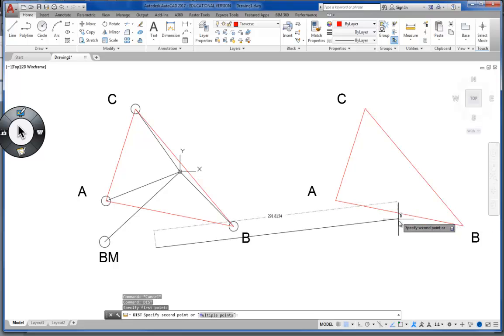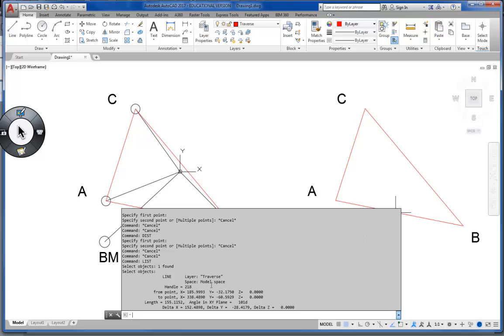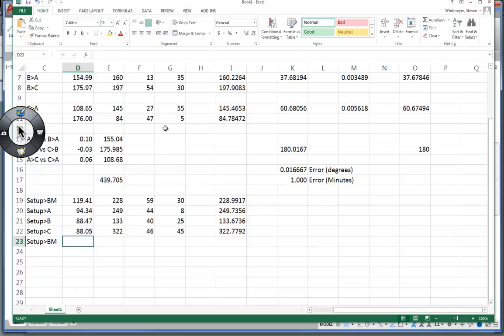Distance, distance. What in the world? Okay, fine, list. So, the length of A to B was 155.1152, and let's see what we got on our traverse. So that's what we got, 155.04, versus 155.12 when we did our topo.